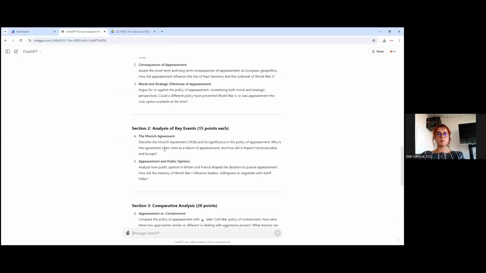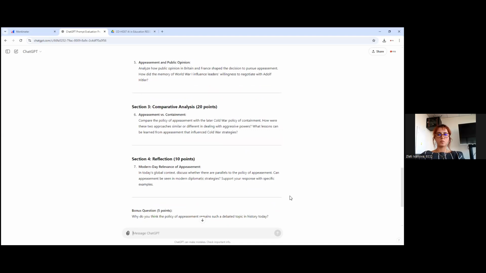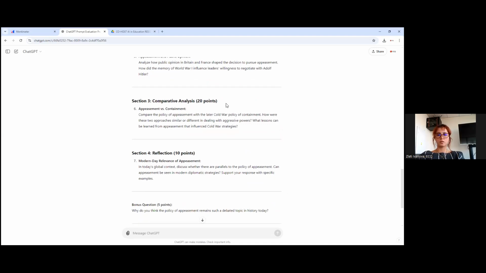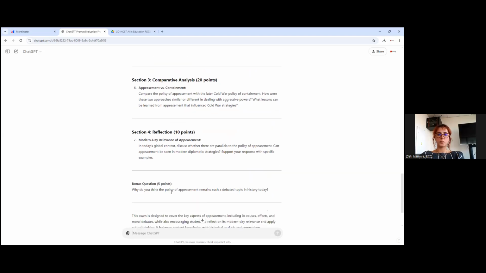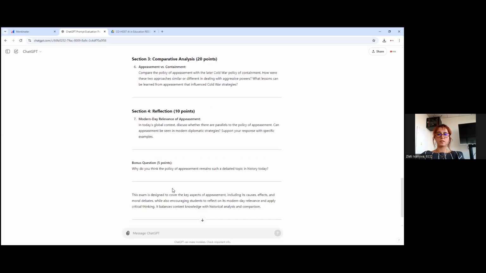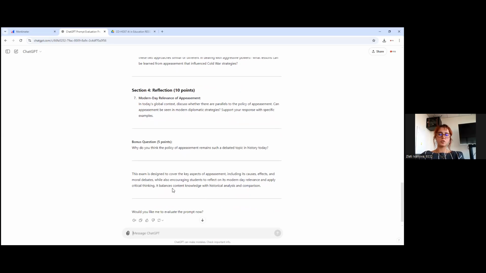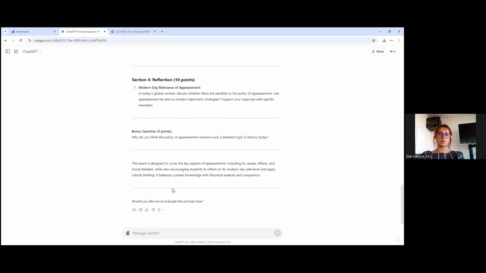Think about another activity. We have section 2, analysis of key events. And it gives you an idea how to grade it, how to give points. We have section 3, comparative analysis. We have a reflection. And we actually have a bonus question as well. Let's say if you review this and you find it too difficult, you can tell it, I think this is too difficult, can you do it a bit easier, or can you do 5 questions instead of 10, or anything that you would like to tell it.